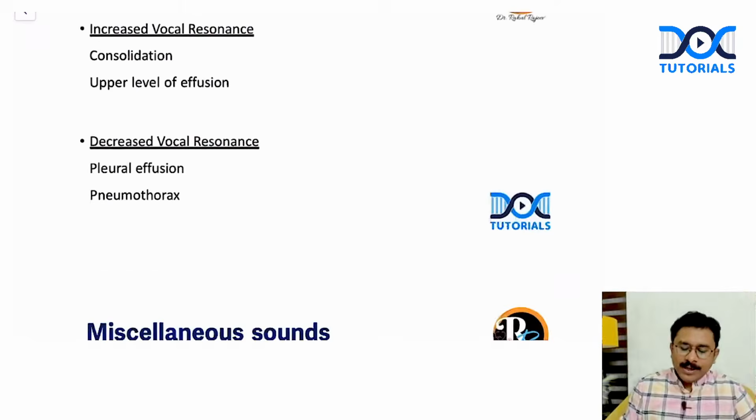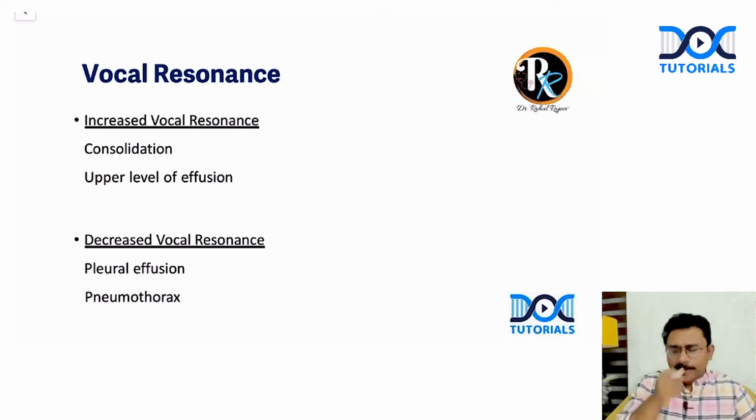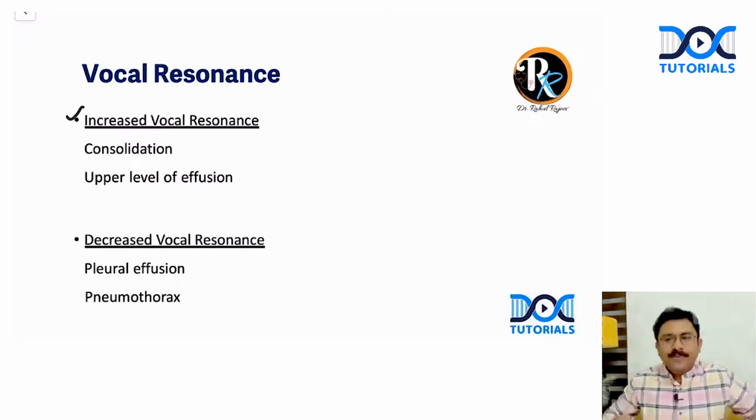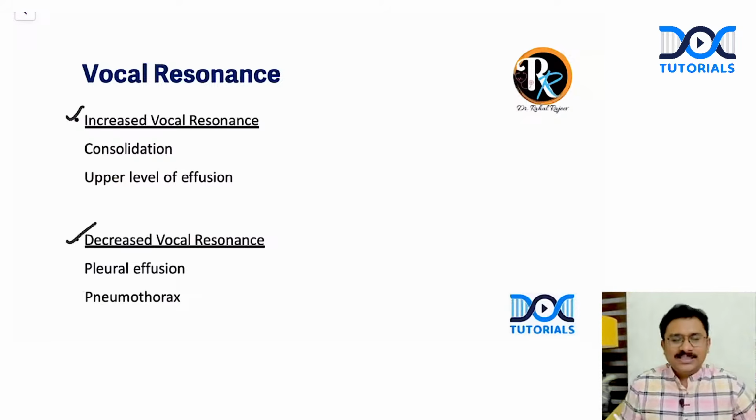Okay, right. Now coming to vocal resonance, almost similar to that of vocal fremitus, only thing is that this is an auscultatory finding and you ask the patient to say 111 or 99, 99, 99. So conditions where you have got increased vocal resonance are consolidation as well as the upper level of effusion, whereas you get decreased vocal resonance in case of pleural effusion as well as pneumothorax.